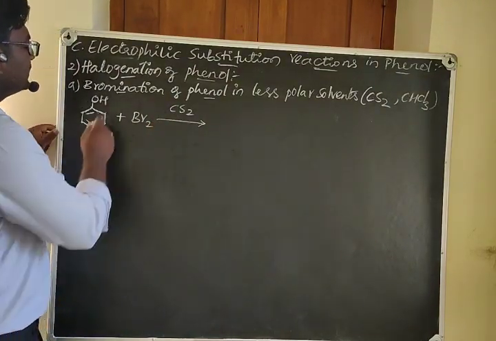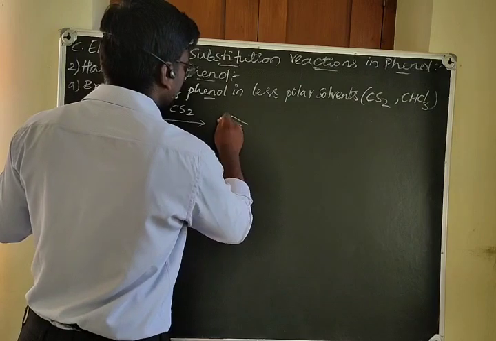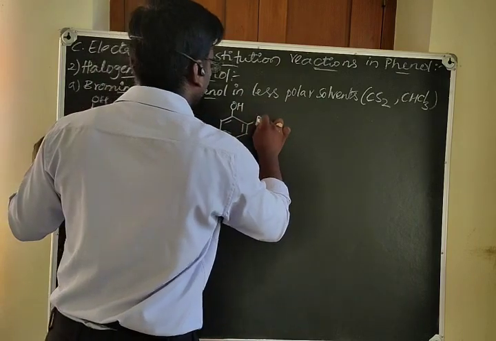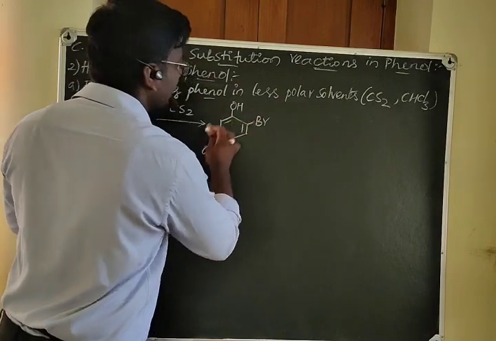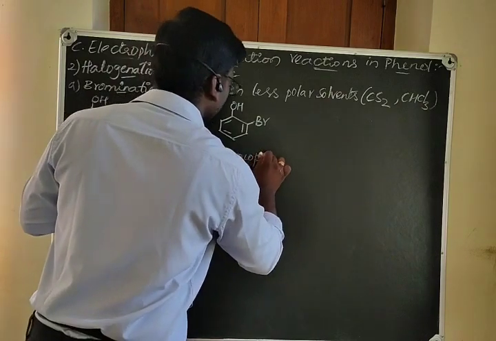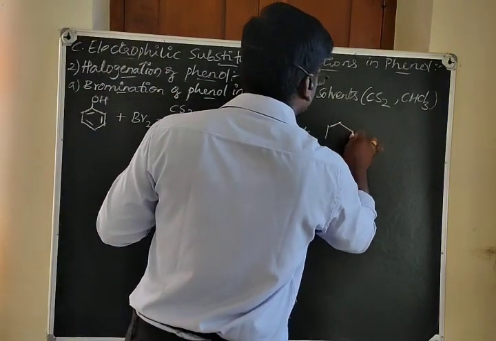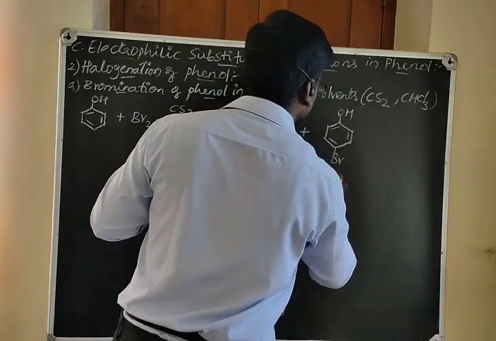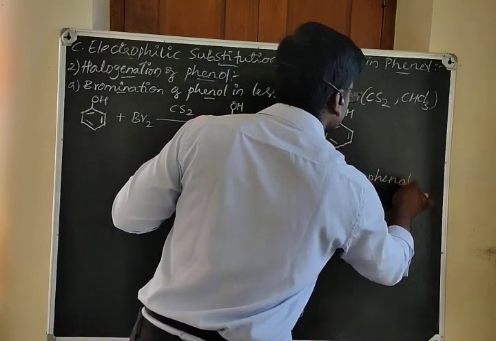So what happens, this OH group is an ortho-para directing group. Therefore you will get the orthobromophenol as one product. What is this? That is position 1 and 2, which we call orthobromophenol, and there is another product, that is parabromophenol. Say, out of these two, which one is the major product?